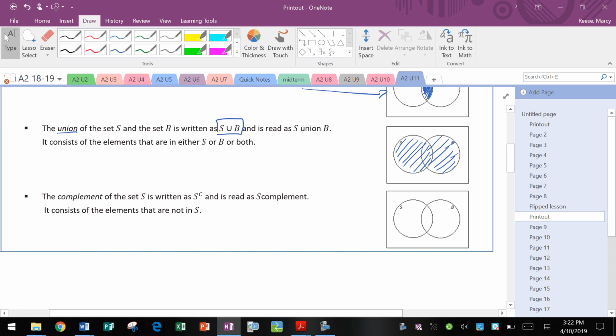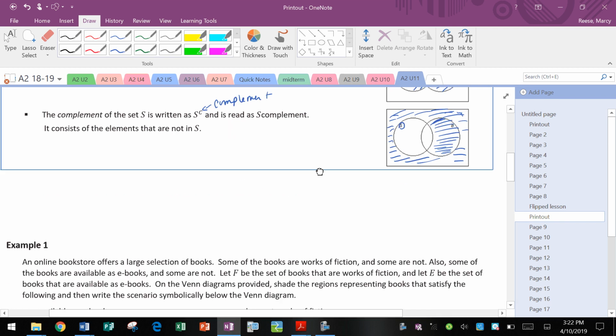Okay, the complement of the set S, which we already kind of talked about, is where you have that little C, put up like a superscript of S, and is read as S complement. It consists of the elements that are not in set S. So this circle represents set S. I want everything that's not in it. So I'm going to highlight the B part that's not overlapped with the S, and anything outside of it actually as well. And we'll talk more about what can happen outside of a Venn diagram tomorrow. Okay? So that's the complement. All right, let's go to the back page.